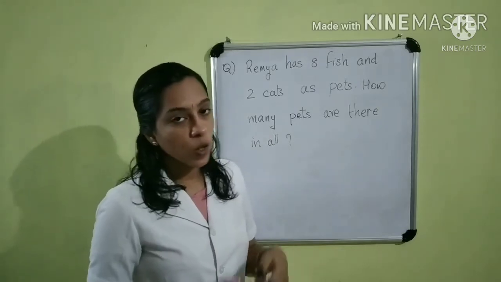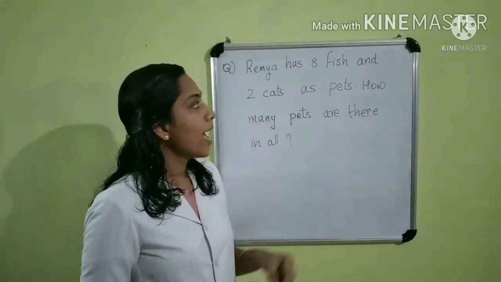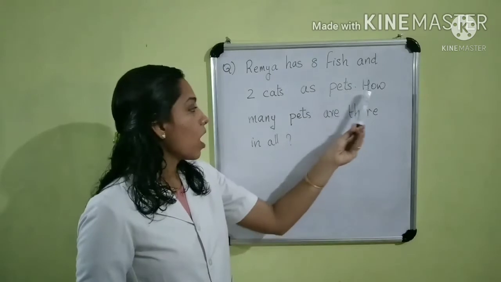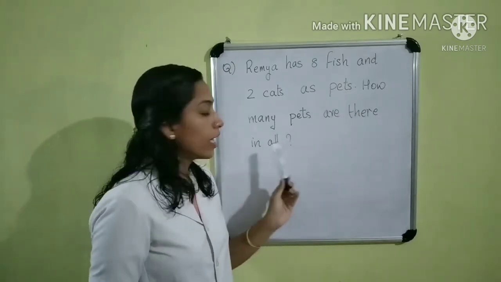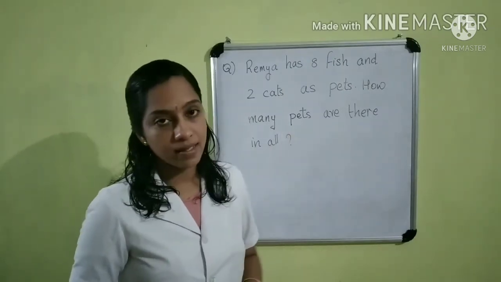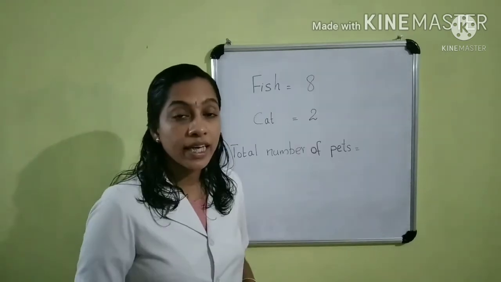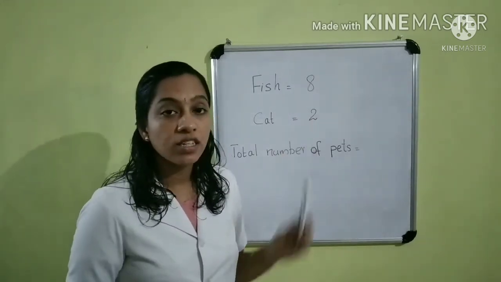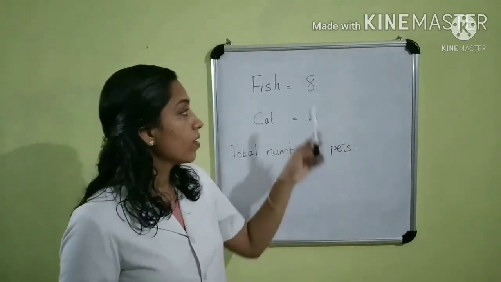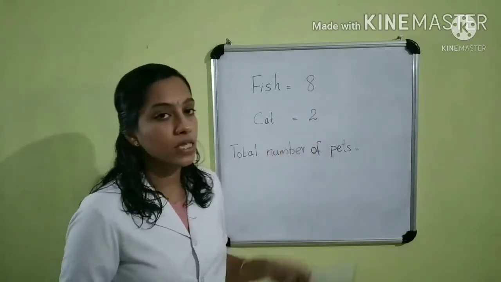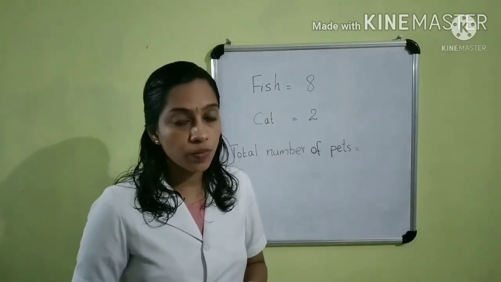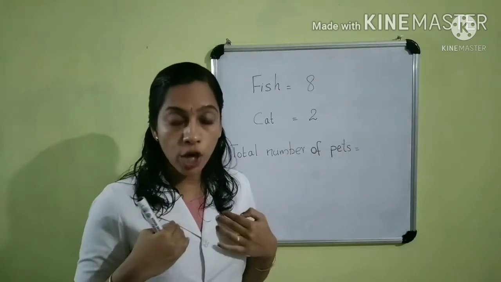Children, I will read the question again. Remya has 8 fish and 2 cats as pets. How many pets are there in all? Here we have to find out the total number of pets. Let us check. Remya has 8 fish and 2 cats. We have to find out the total number of pets. That is, here we have to add these two numbers, that is 8 plus 2. What will be the answer when we add 8 plus 2? For that, keep the bigger number in your mind.